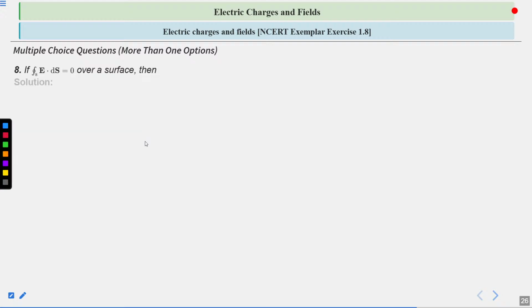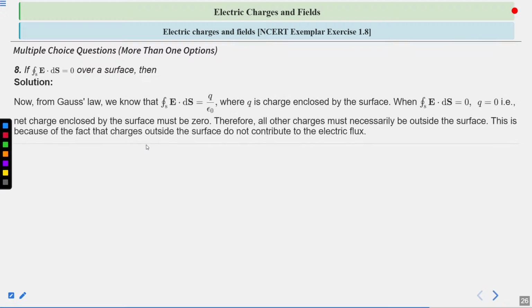Next, from Gauss's law, closed integration E dot ds is equal to the total charge enclosed by the closed surface divided by epsilon naught, where Q is the positive charge enclosed by the surface. So when closed integration E dot ds equals 0, it means Q is equal to what? 0. So the net charge enclosed by the surface must be 0. Therefore, all other charges must necessarily be outside of the surface.